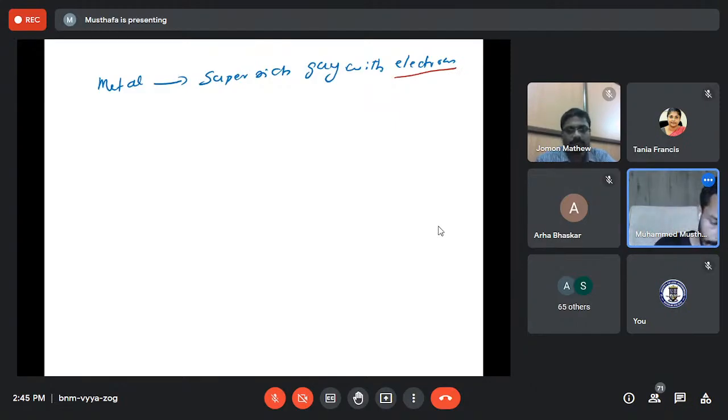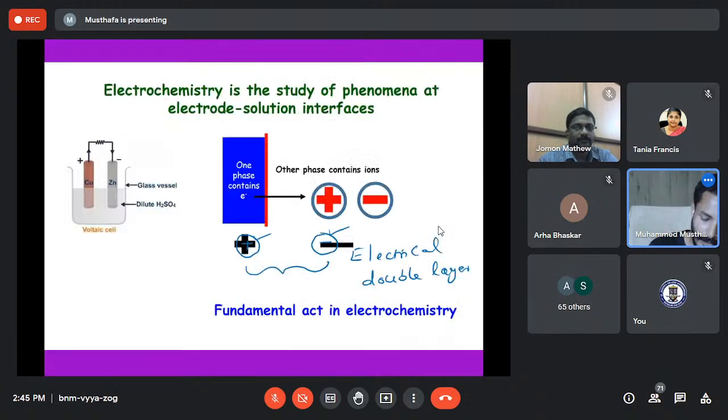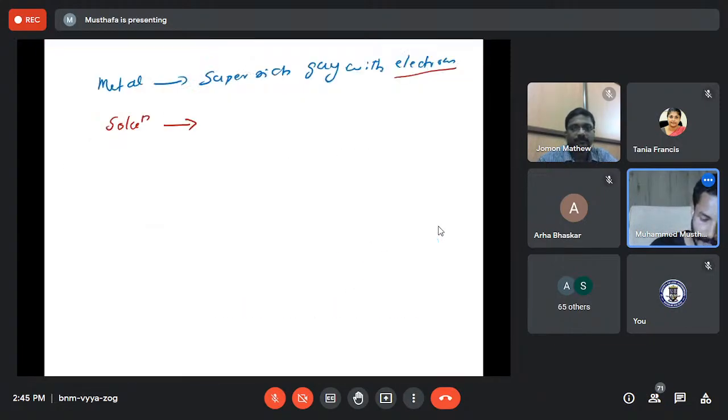What about solution? Solution contains a few ions, just some few ions. It is not a super rich guy like metal. So solution is like a beggar. Please keep that in mind. This is very, very important. Metal is like Ambani, solution is like a beggar. Keep that in mind. Why? Because metal is a super rich guy with electrons, and solution is like a beggar.